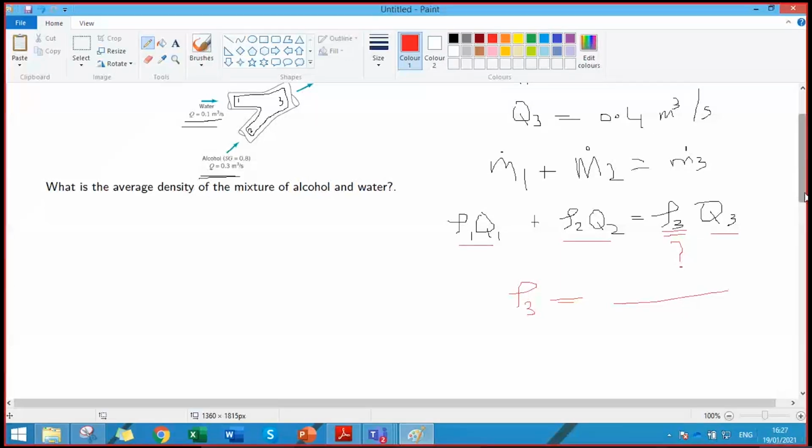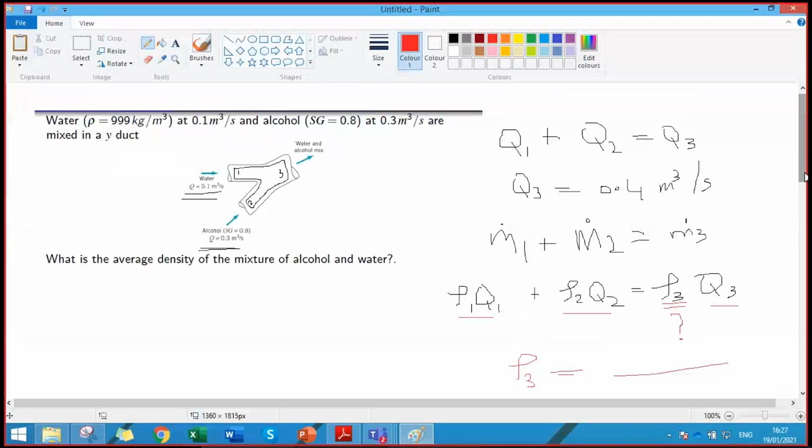Sometimes you will have to assume, right? If it is not given, the problem is asking you to calculate the average density. So for average densities, you will have to assume two things. One, this flow is steady flow. If this is not a steady flow, then you cannot calculate the average property, because the property will be changing with time. The density will change every instant the water and alcohol mix, right?